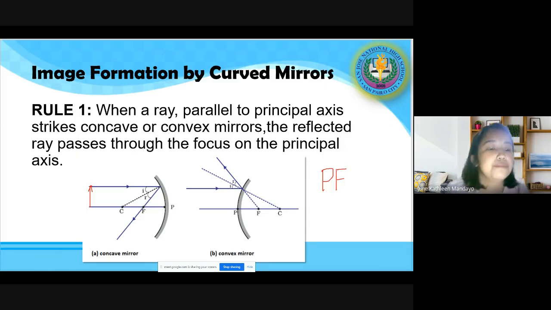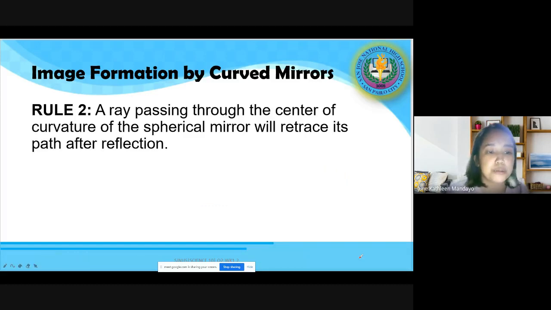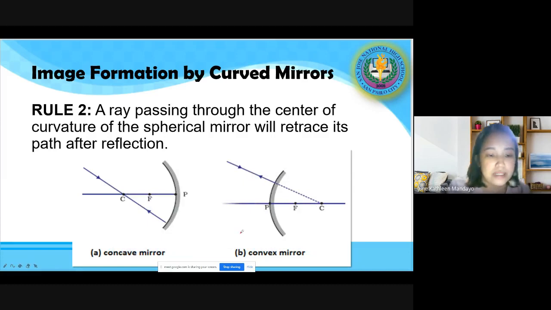PF rule. Next, for rule number 2, so we have here a ray passing through the center of curvature of the spherical mirror will retrace its path after the reflection. So again, we have here a light source, we have here an object. Okay? Yung light ray that would come from this point towards the center ay babalik lamang din sa center. Okay? So you can see that from the arrowhead.